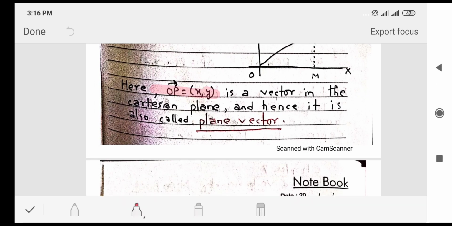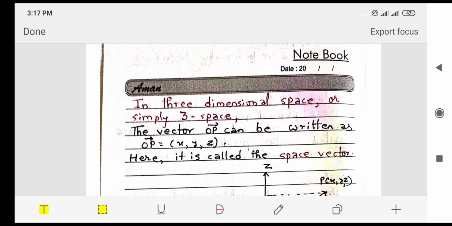Here OP vector is equal to (x, y), a vector in the Cartesian plane. It is a Cartesian plane, meaning a two-dimensional plane where x axis and y axis are included, and hence it is also called a plane vector. This vector OP is called a plane vector because it is present in the Cartesian plane. But if the vector is present in three-dimensional space, then the vector will be called a space vector.